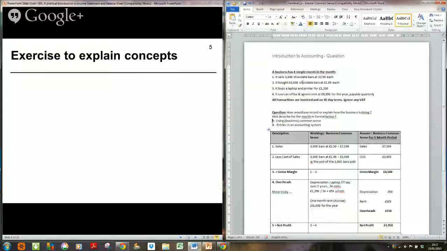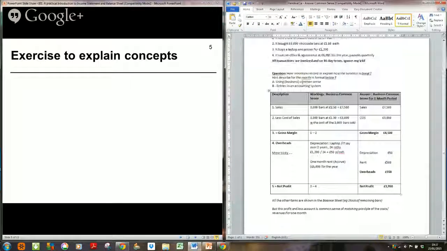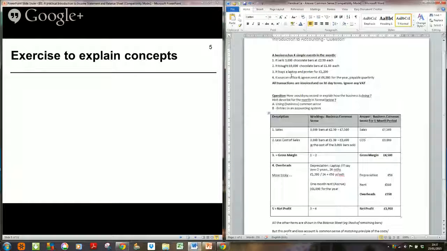If I also share the Word document with the example, then you can come back and look at this at another time as well.